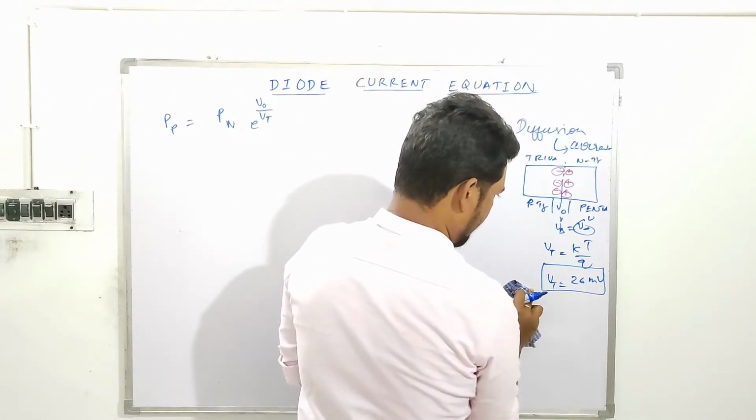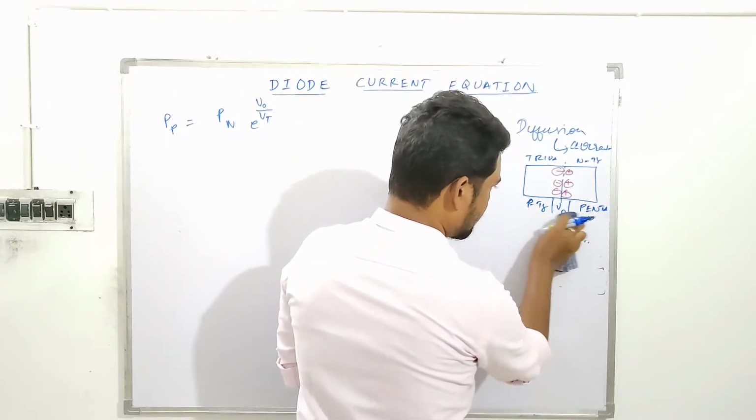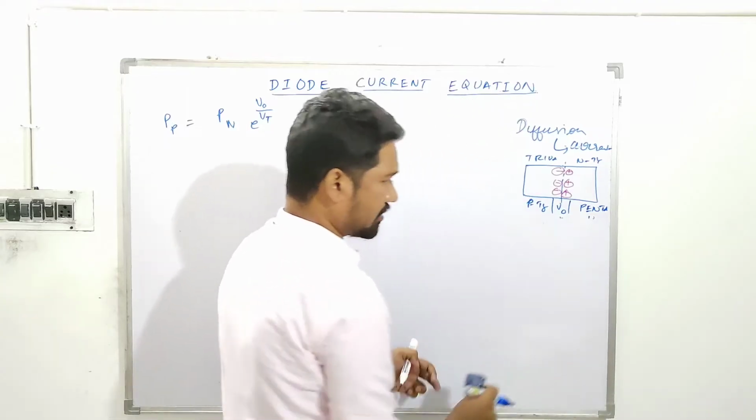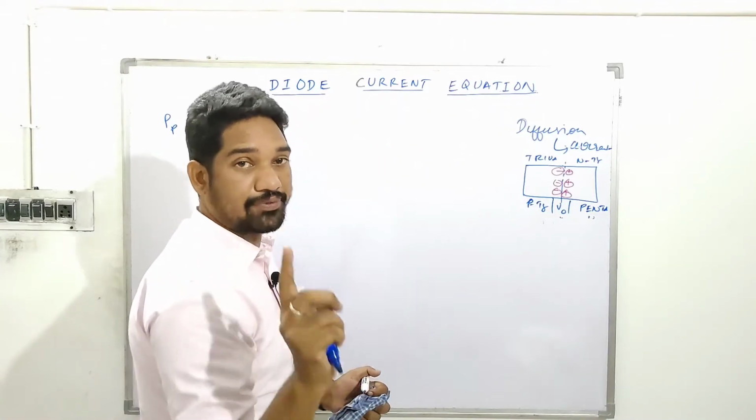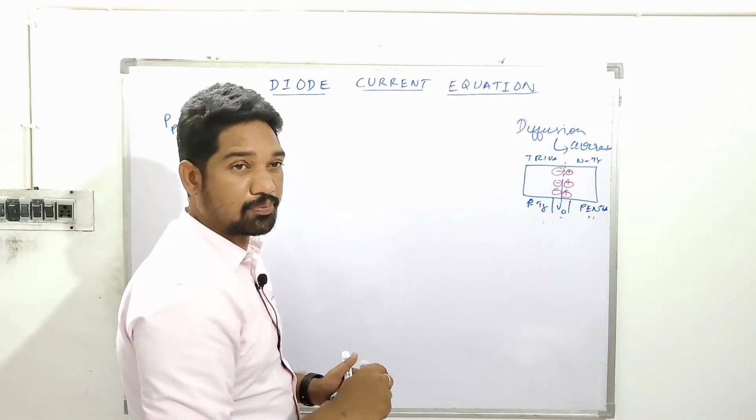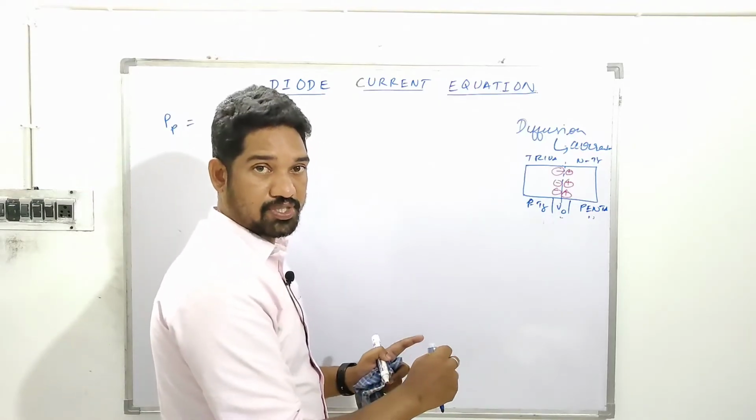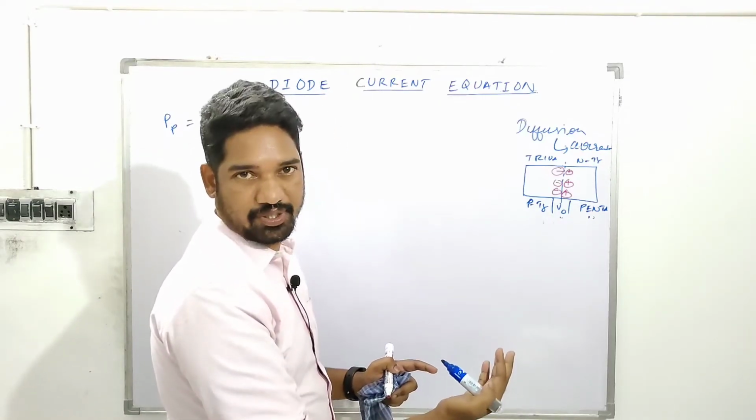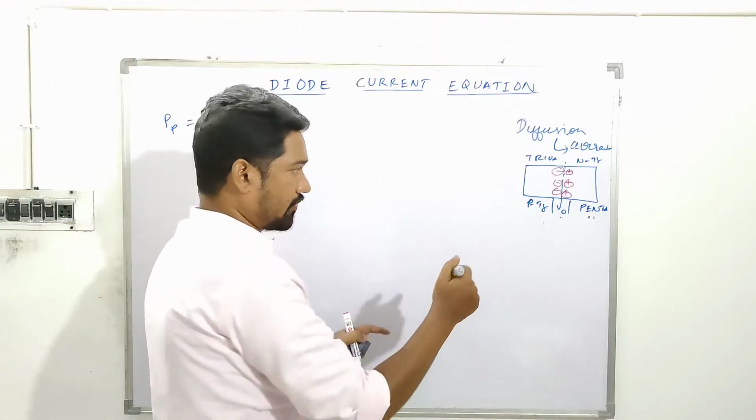Let me erase this one. All right, so VT at room temperature is 26 millivolts. Remember, you will have numericals based on that one. It won't be like they specify at room temperature, consider VT to be 26 millivolts. No, they just say room temperature, so take 26 millivolts.